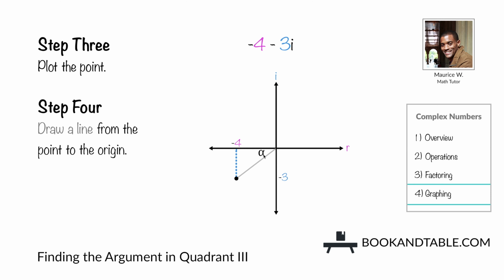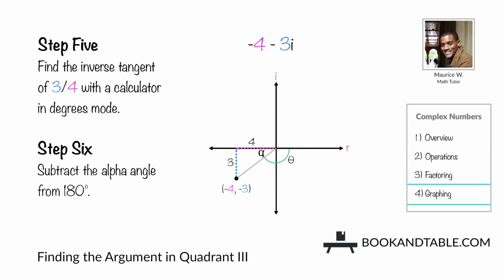The angle closest to the origin is our alpha angle. So the side adjacent to the alpha angle has a length of 4, the real number. And the side opposite of alpha is 3, the absolute value of the imaginary number. And if this is our alpha, then from here to the positive real axis is our argument, or theta.